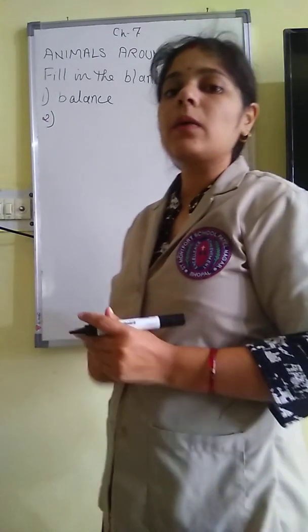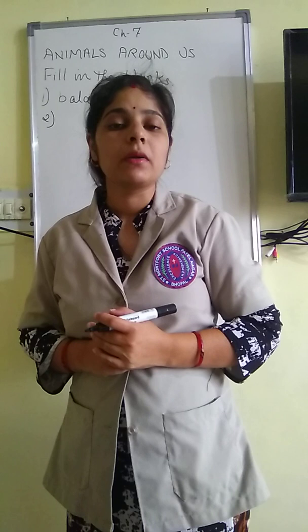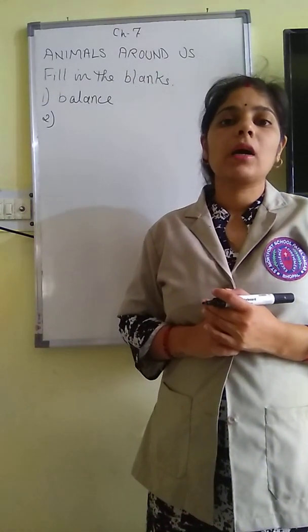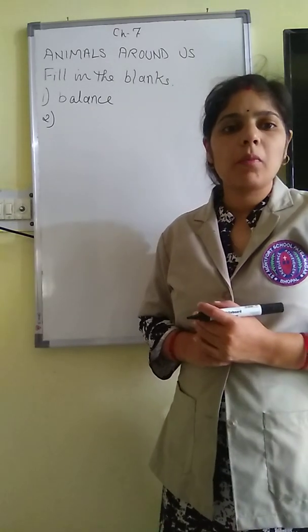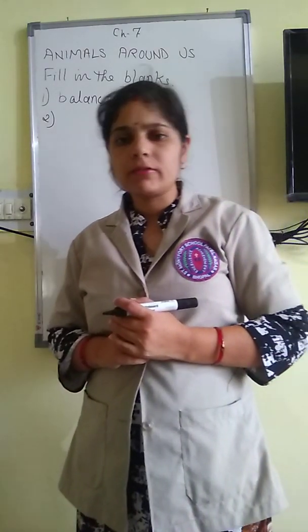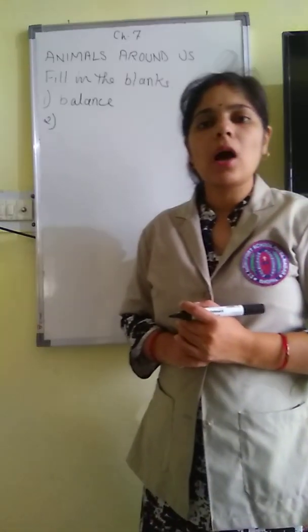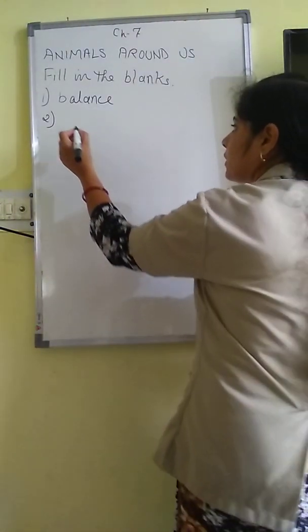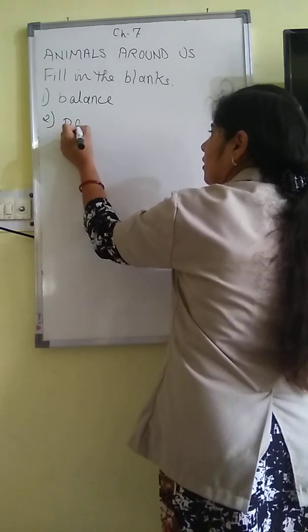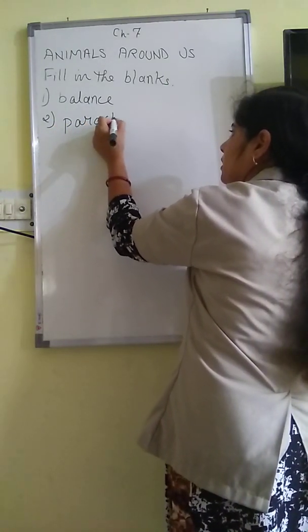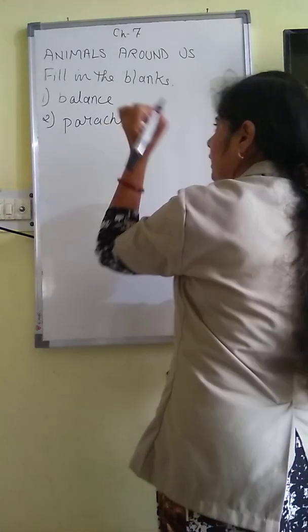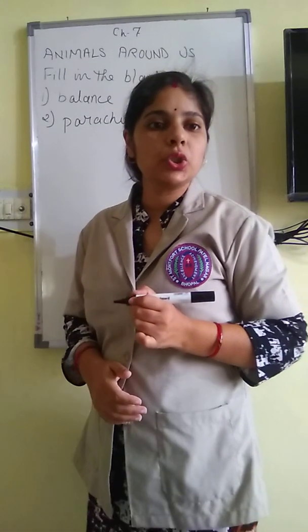Next one is, we have studied about different body shapes, like a long body, then a compact body. So the body of jellyfish looks like, we have seen a picture of jellyfish. How does the body of jellyfish look? The body of jellyfish looks like a parachute.